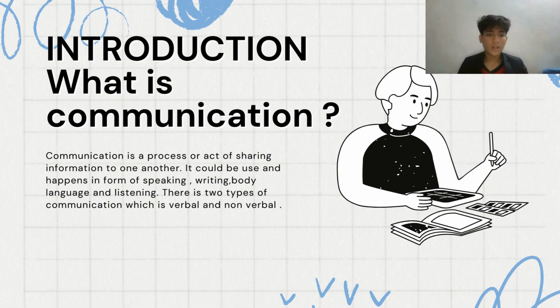What is communication? So, communication is a process or act of sharing information with one another. It could happen in the form of speaking, writing, body language, and listening. There are two types of communication, which are verbal and nonverbal. So today I would like to be discussing nonverbal communication.